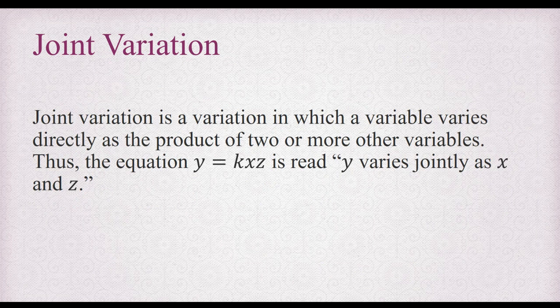All right, let's talk about joint variation. Joint variation is a variation in which a variable varies directly as the product of 2 or more other variables. Thus, the equation y equals k times x times z is read y varies jointly as x and z.